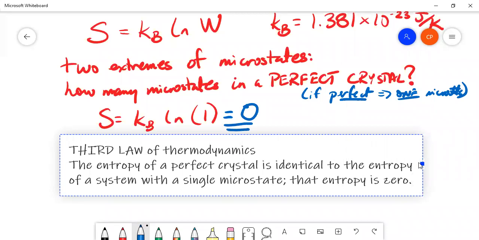The absolute entropy of a perfect crystal is identical to the entropy of a system with a single microstate. That entropy turns out to be 0. It gives me that lower bound for how I'm going to be thinking of entropy of a system. Okay? And for any type of bulk matter that I might study, solid, liquid, or gas, I'm going to run across systems with entropies greater than 0.